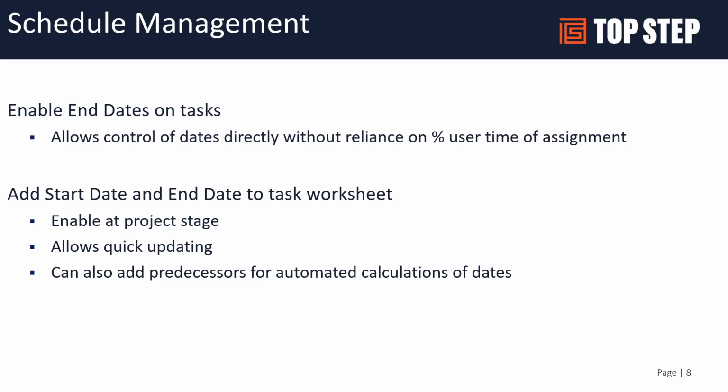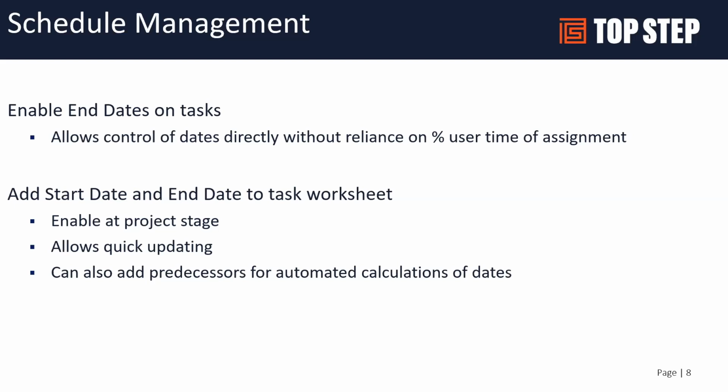So once you put a date on a task, even if you have predecessors enabled in your project task structure, the predecessors no longer work. So it does override that. So you will be kind of forced to manage those end dates and start dates.